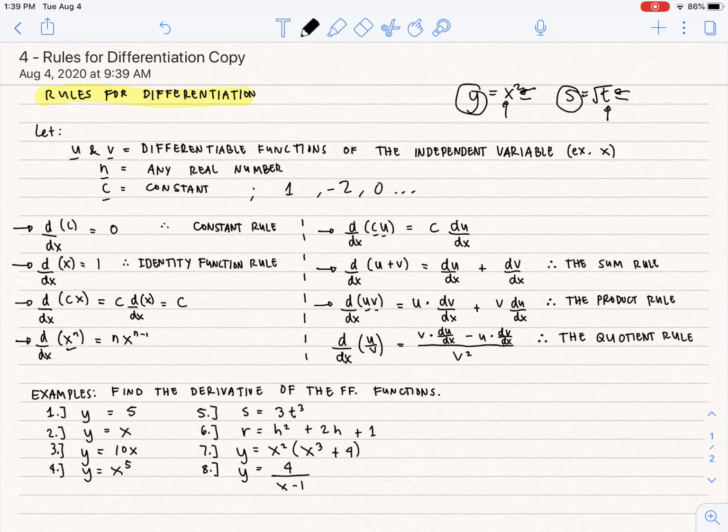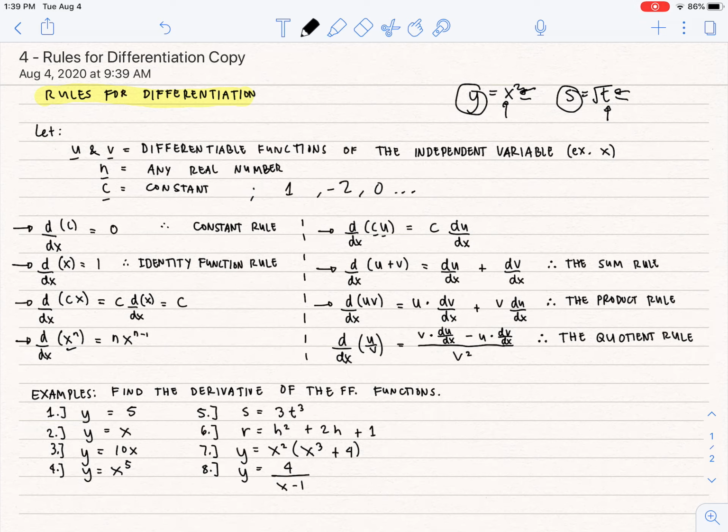Okay, so this means we combine a function containing x multiplied by another function also containing x, so u and v. This means u has a different value from v. Okay, so next is this.